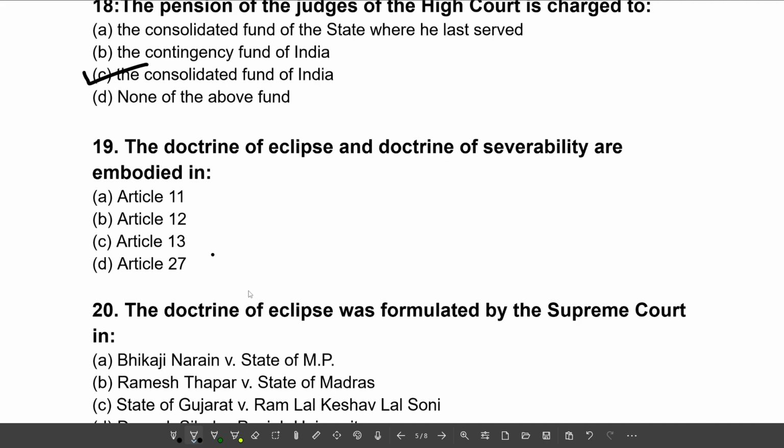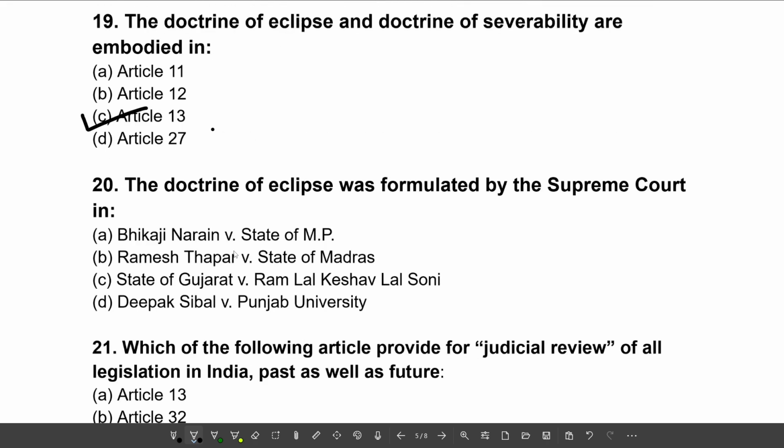The doctrine of eclipse and doctrine of severability are embodied in option A, Article 11, option B, Article 12, option C, Article 13, option D, Article 27. So the correct option will be Article 13, option C.